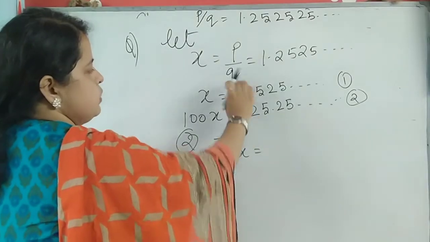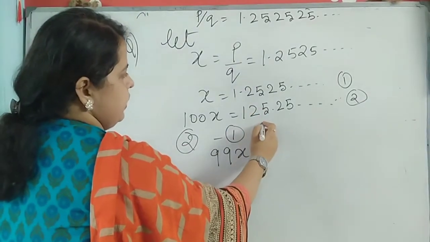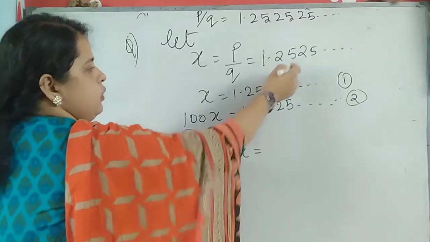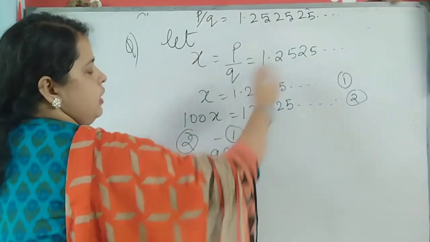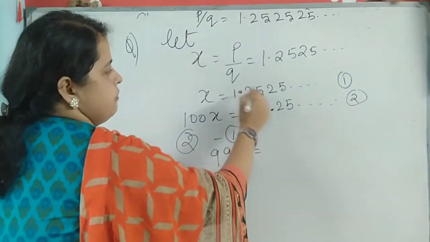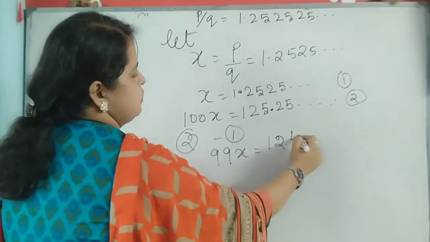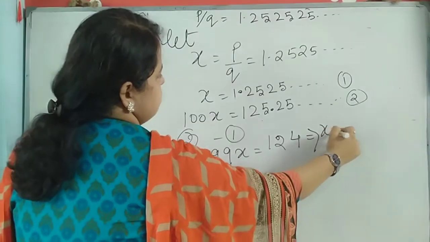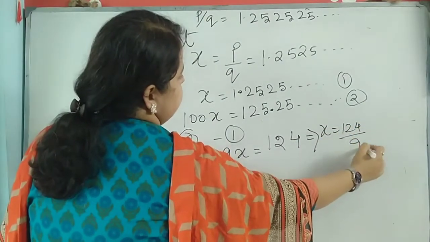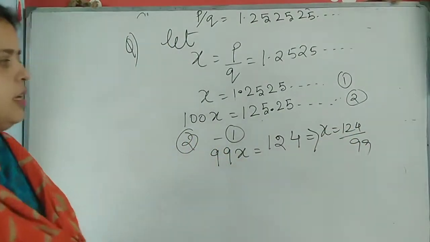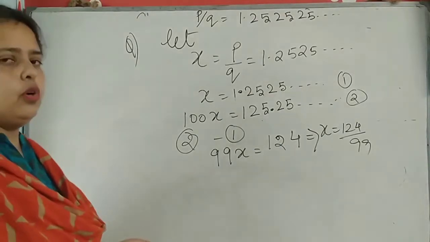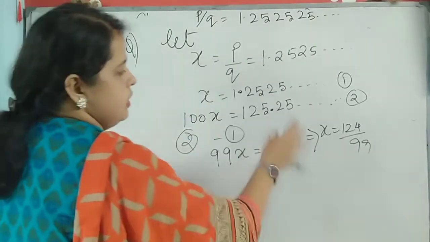125 minus 1. When you subtract it, you will get a cancellation of the factors which are there after your decimal, and you are getting only 125 minus 1, that is 124. So x is 124 by 99. If it is going to cancel, that is good. If it is not going to cancel, leave it where it is.